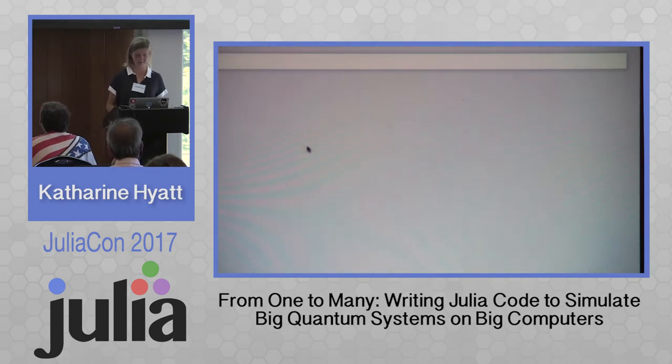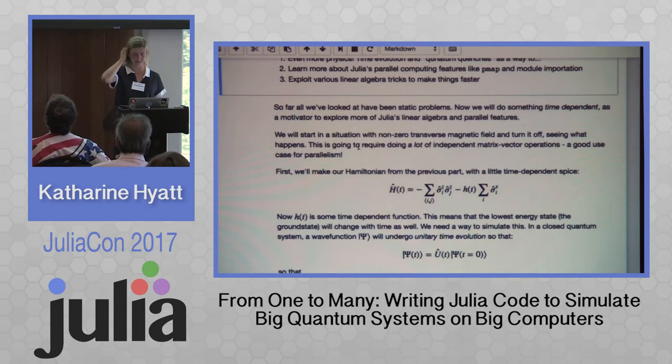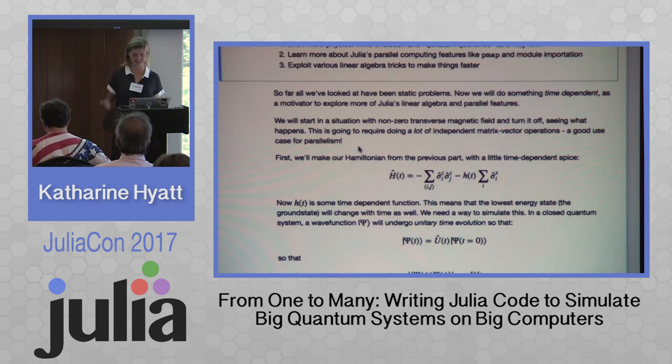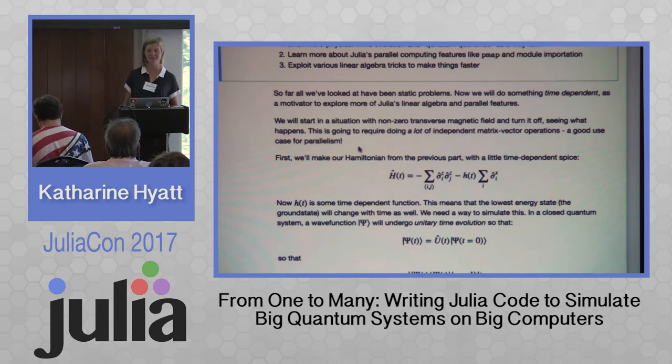So the next part, which I guess will probably be the last part, which is good, is to do a little bit more physics using this code we already wrote, and use some of Julia's parallel computing features, deal with some module fun, and exploit a little bit of linear algebra at the end of the day to make things faster. So what we've looked at so far are problems where none of the things in the Hamiltonian, like this H or delta, depend on time. So now what we're going to do is introduce some time dependence to the problem, which is called, at least in our case, doing a quantum quench. Again, because we're going to give a really fancy name to just having a number be 0 or 1 depending on what time it is.